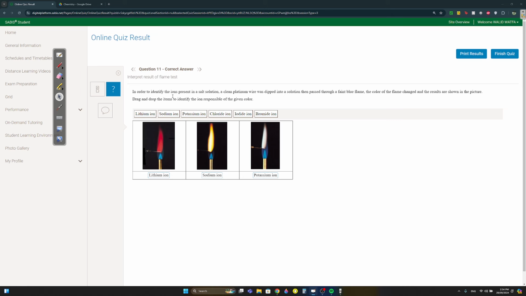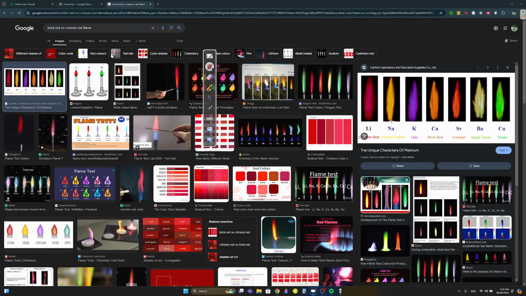Brick red, I'll show you what brick red looks like. Okay, honestly, this is the best picture I could find. For lithium, it's crimson red. This is how it looks, and it's more of a dark red. But we're not responsible for this one here. But for calcium, it's brick red. Brick red is like this.